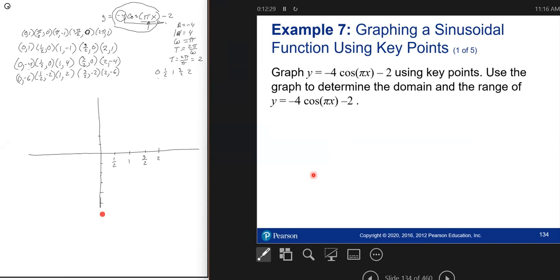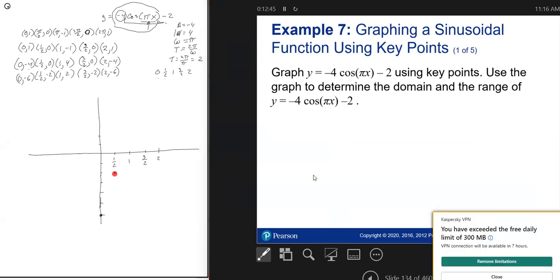-6 is the smallest, is the lowest. So we start out at -6, and then we come up to -2, and then we come up to +2, and then we come back down to -2, and back down to -6.